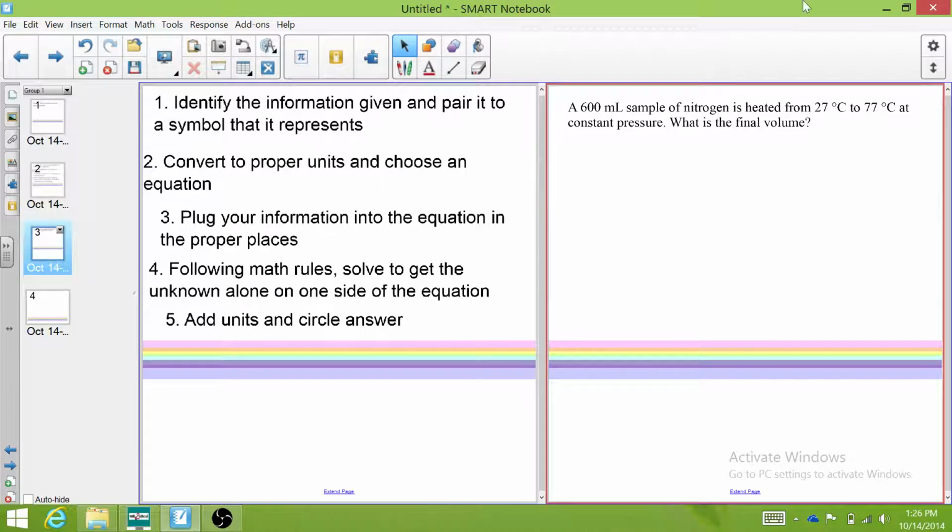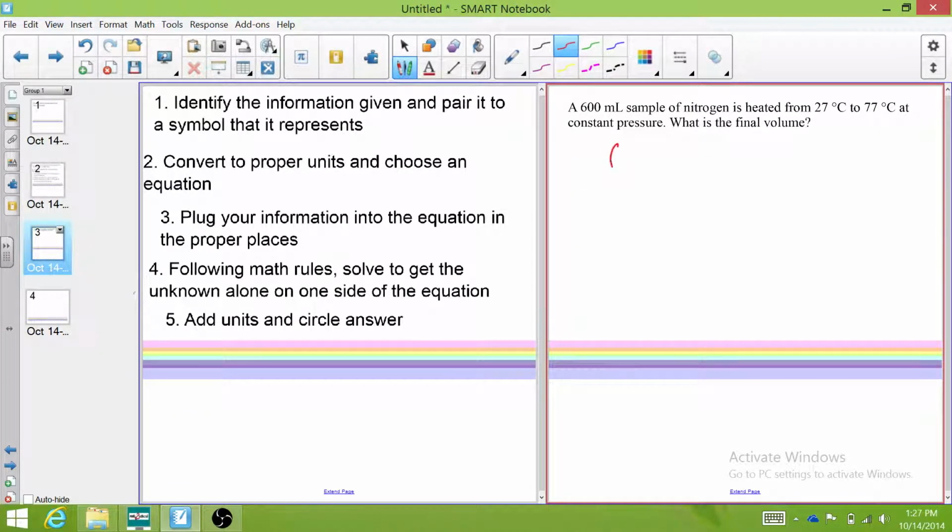So our problem is a 600 milliliter sample of nitrogen is heated from 27 degrees Celsius to 77 degrees Celsius at constant pressure. What is the final volume? So step number 1 tells us identify the information given and pair it to a symbol that it represents. So I see 3 different pieces of information here. I see 600 milliliters as one piece of information, 27 degrees Celsius as another piece of information, and 77 degrees Celsius as a third piece of information.